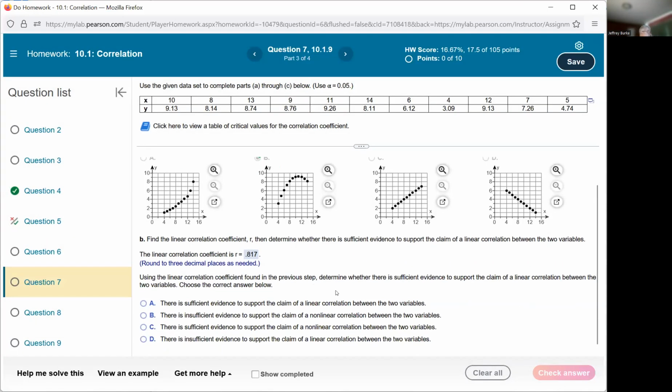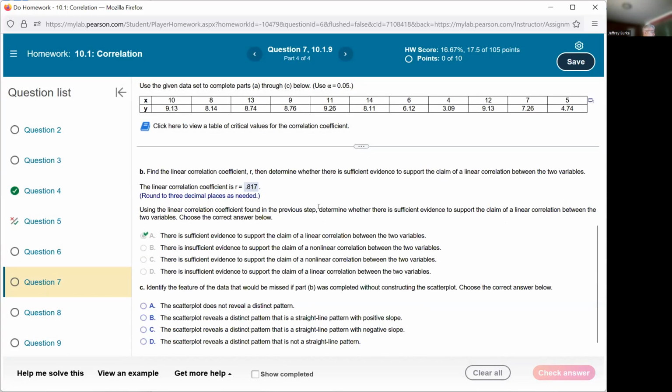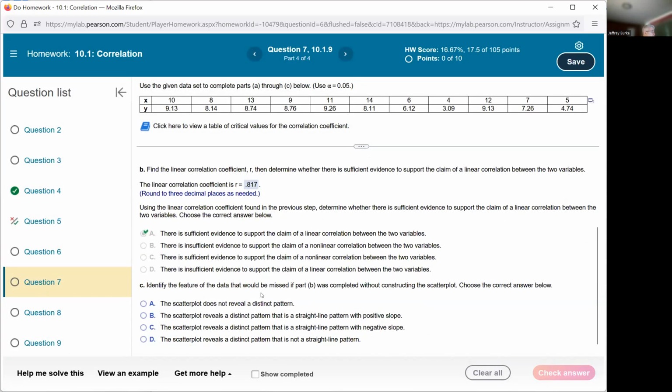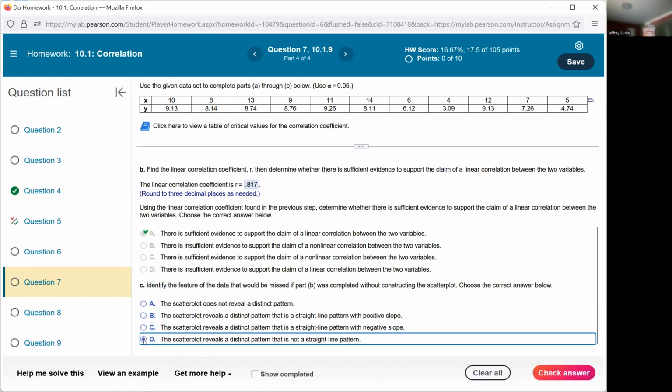It says using the linear correlation coefficient found in the previous part, determine whether there is sufficient evidence to support the claim of a linear correlation. Okay. And we want to say there is sufficient evidence to support the claim of a linear correlation between the two variables. There we go. Okay. Let's see, part C. Identify the features of the data that would be missed if part B was completed without constructing the scatter plot. Okay. So the scatter plot reveals a distinct pattern that is not a straight line pattern. That's choice D. At least I believe so.